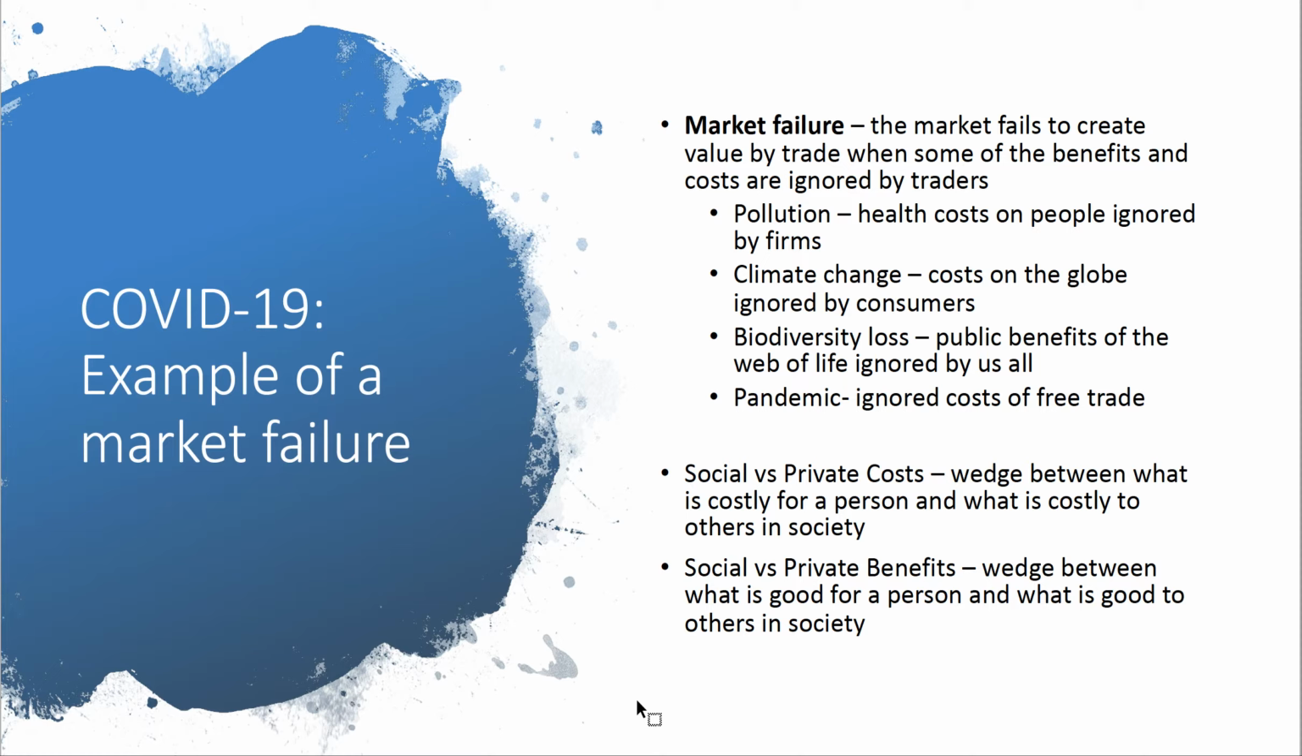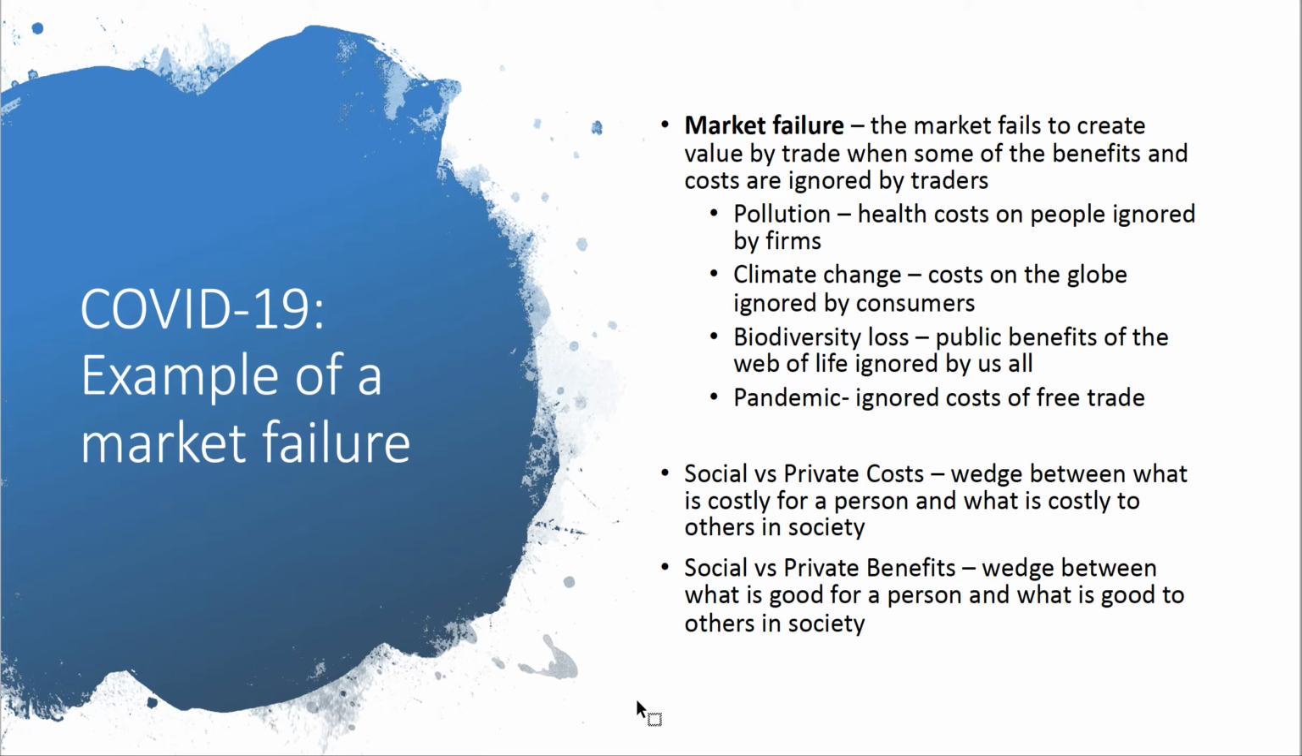Other examples include pollution. Health costs are ignored by firms if they're just dumping toxins in the river like they used to do 100 years ago. Superfund sites are the remnants of big firms. We have a Superfund site in Laramie based on where they used to make old railroad ties and all the dioxin that leached into the Laramie River back then.